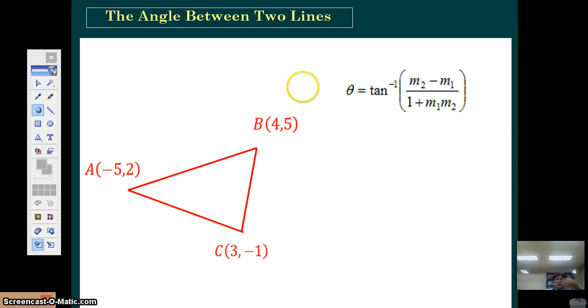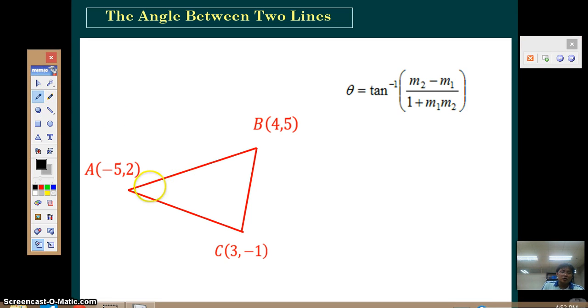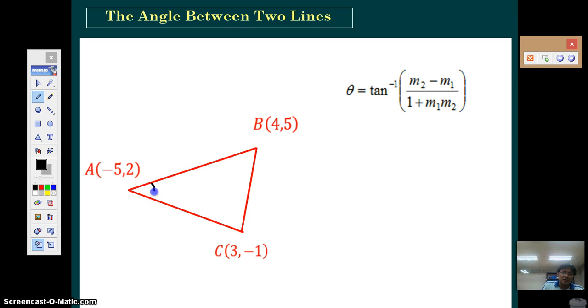In this case, we will find all the interior angles of the triangle ABC given the coordinates. In short, we need to get this angle. So let's call this theta 1 or angle 1, this theta 2, and this theta 3.